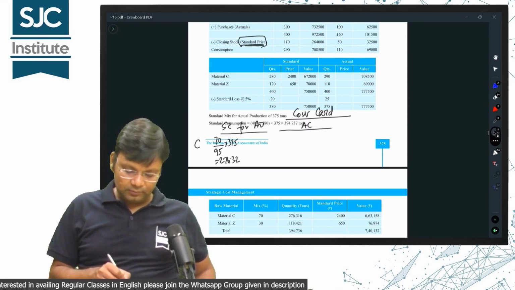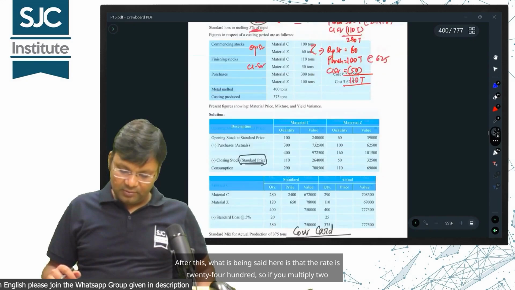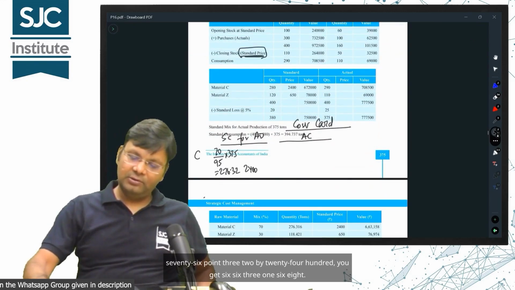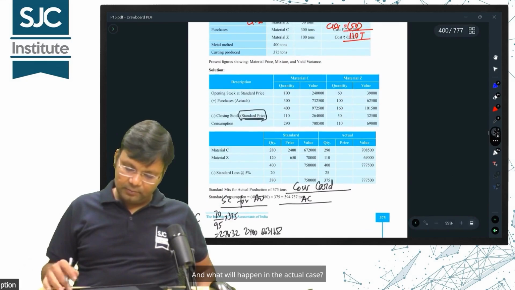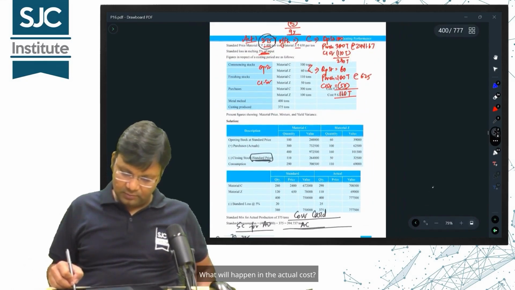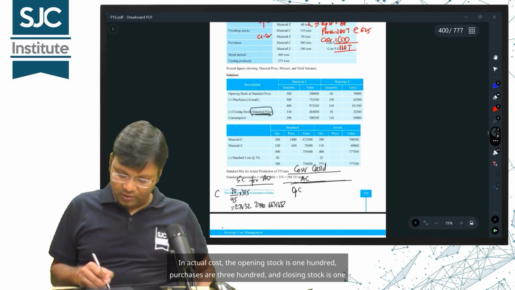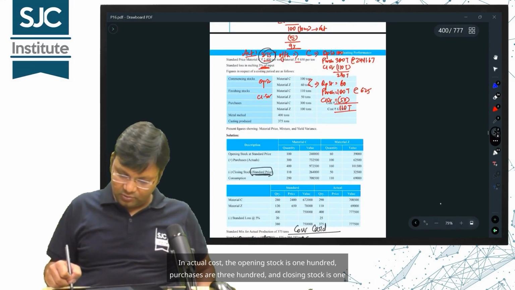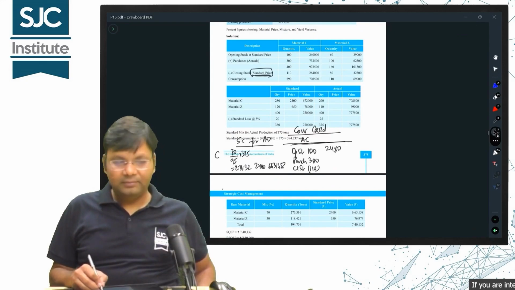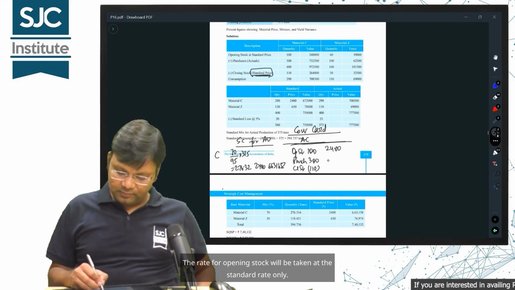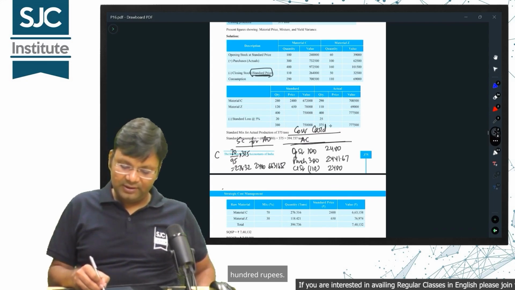Then what will happen in zinc? Alright, let's finish copper first. After this, what is being said here is that the rate is 2400, so if you multiply 76.32 by 2400, you get 663168. And what will happen in the actual cost? Tell me, what will be done in the actual cost? In actual cost, the opening stock is 100, purchases are 300, and closing stock is 110. So, the rate for this 100 will be calculated at 2400. The rate for opening stock will be taken at the standard rate only. And the rate for purchases, the new one given is 22,441.67, and for closing stock, we are taking 2400 rupees.